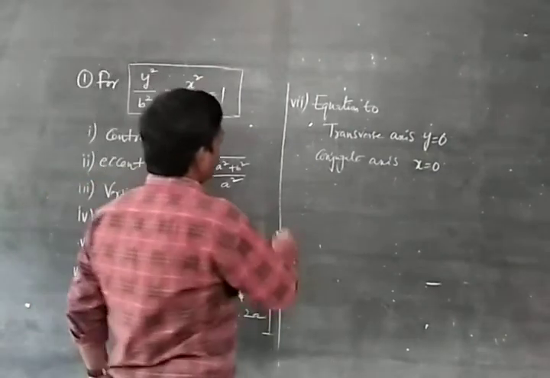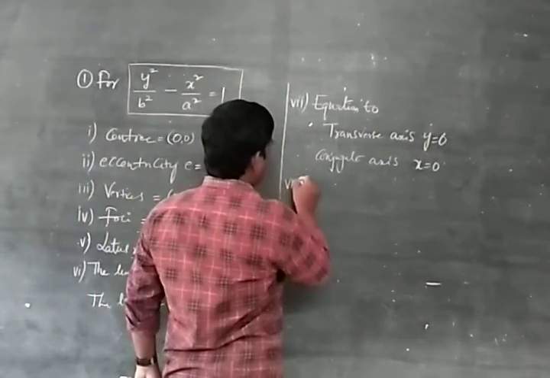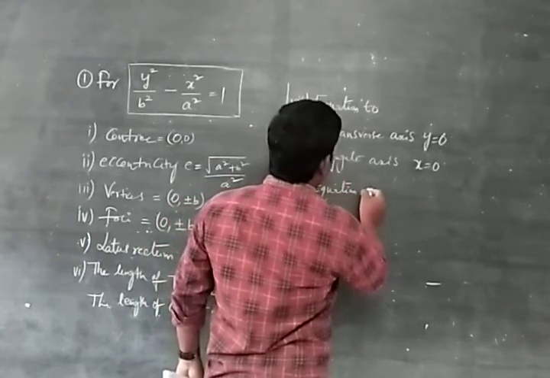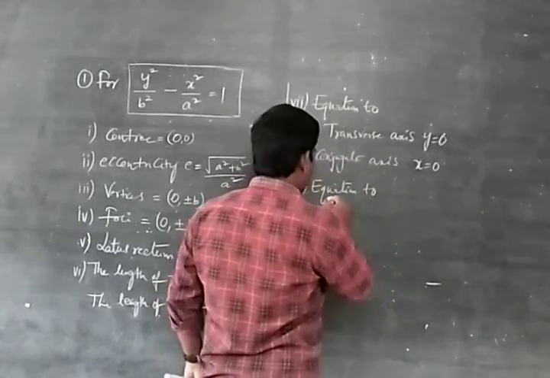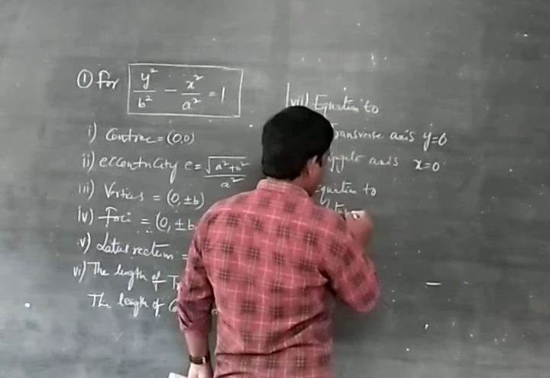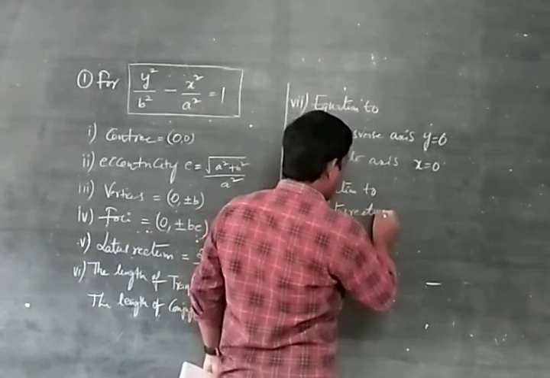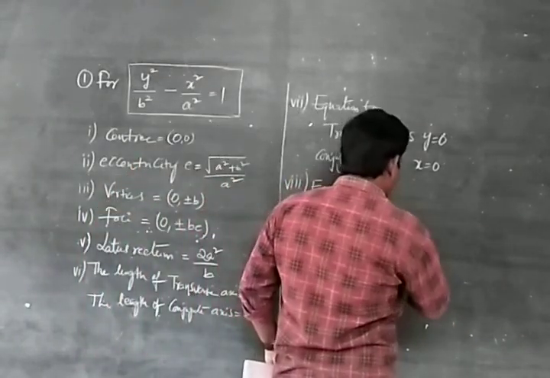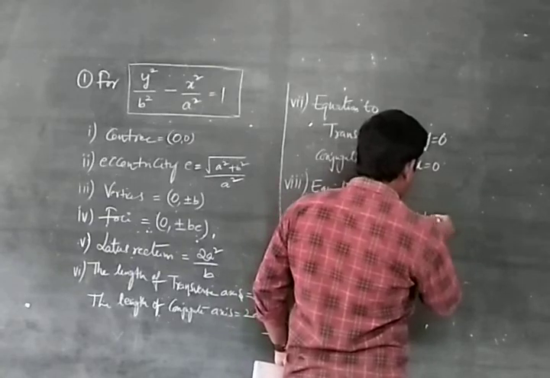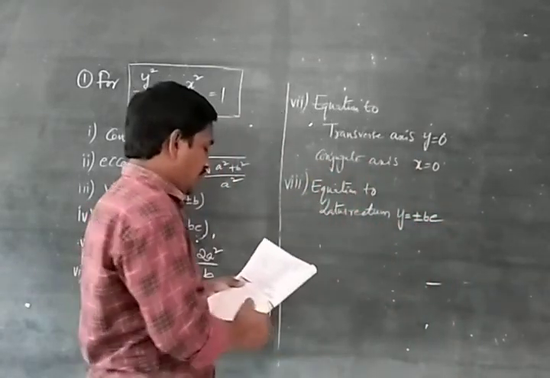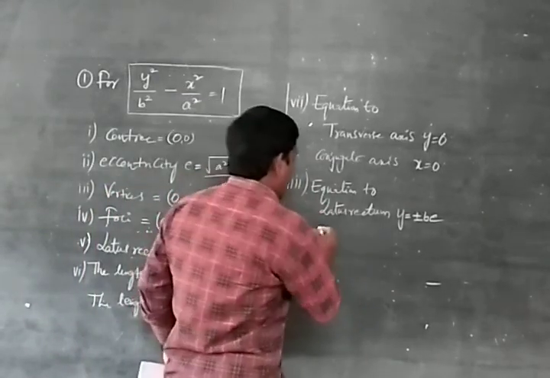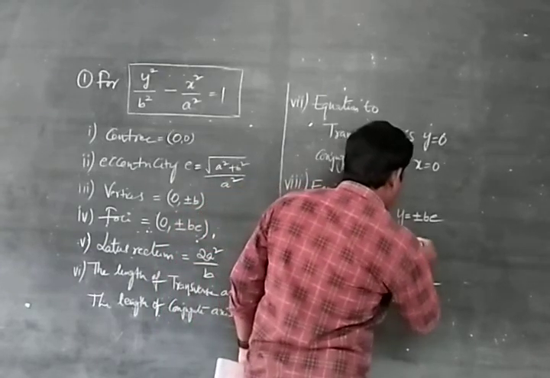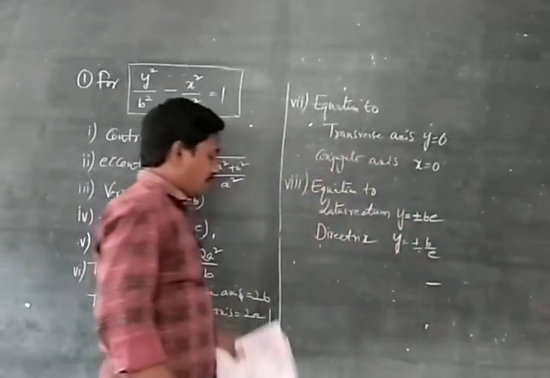Now equation to latus rectum: y equal to plus or minus be, plus or minus be, and equation to directrix y equal to plus or minus b by e, plus or minus b by e.